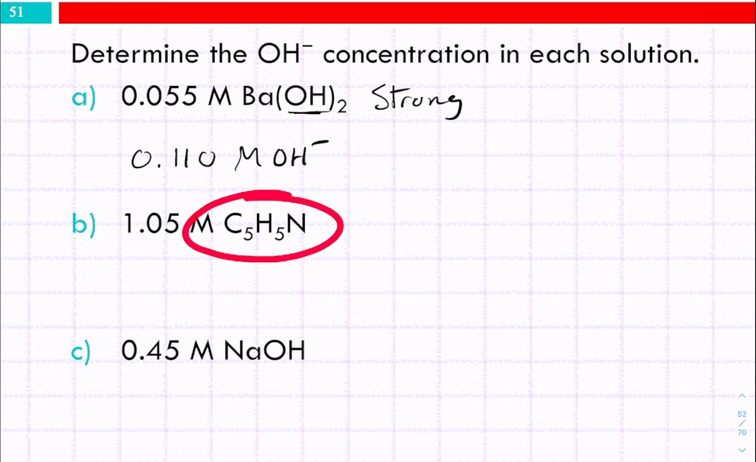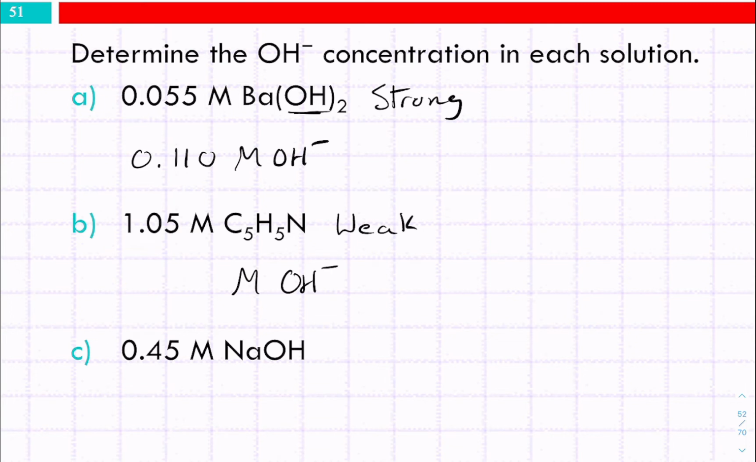Any guesses on whether this is a strong base or a weak base? All of the strong bases have hydroxide in them. Does it have hydroxide in it? It's a weak base because it doesn't have hydroxide. It just has a nitrogen. So what's our concentration of OH minus going to be in the solution? Oops, OH minus. So this is going to be less than 1.05.